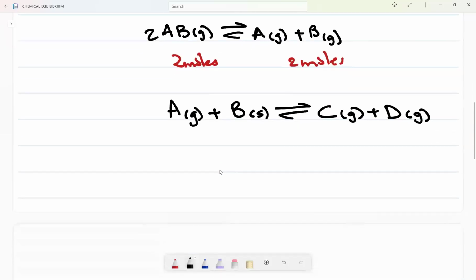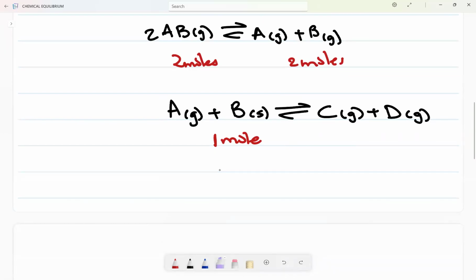Count with me. How many moles do we have on this side? I'm going to give you 10 seconds to decide. One, two, three, four, five, 10. How many? One mole. You say one mole? You are lying. There are two. It is one here and one here.